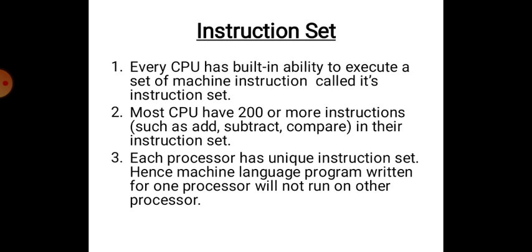In their instruction set. Point number 3. Each processor has unique instruction set. Hence, machine language program written for one processor will not run on other processor. Students, there is a unique instruction set for every processor, so it is not possible to run a program which is written for a particular processor on another processor.